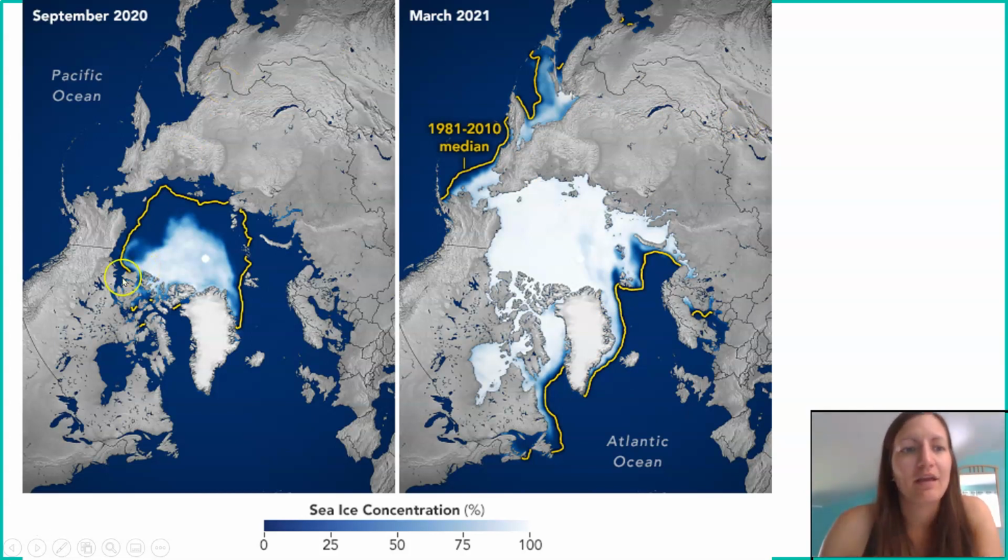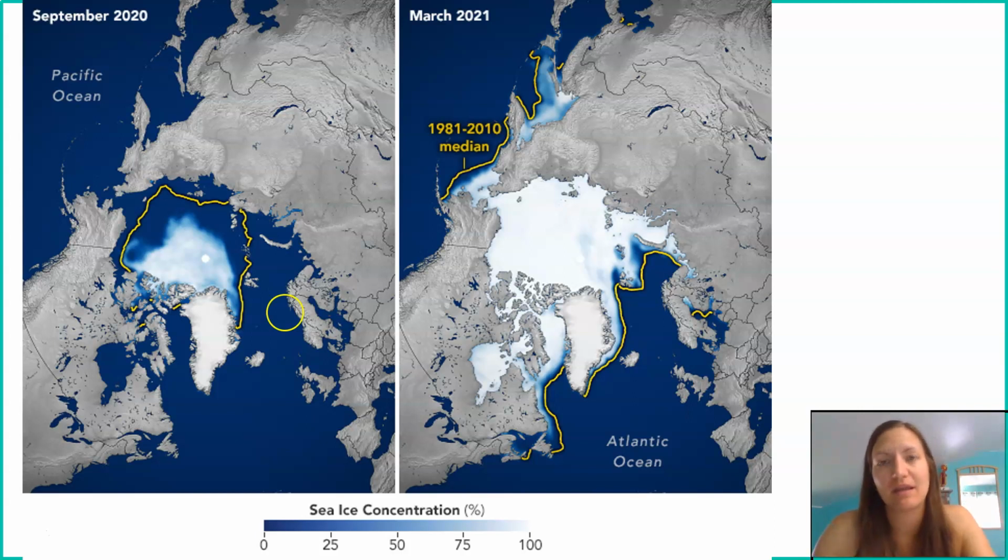Well, here's September. Looking at the same thing. The yellow line is showing, okay, this is typically where it is. And it's smaller than where it typically is in winter. We kind of expect that. But take a look at where it's looking at in September 2020. Look at how much smaller it is from the average, or from the median, I should say. Look how much thinner it is.